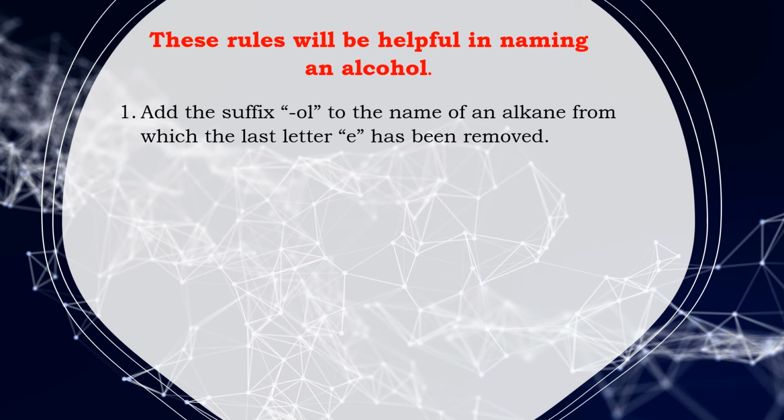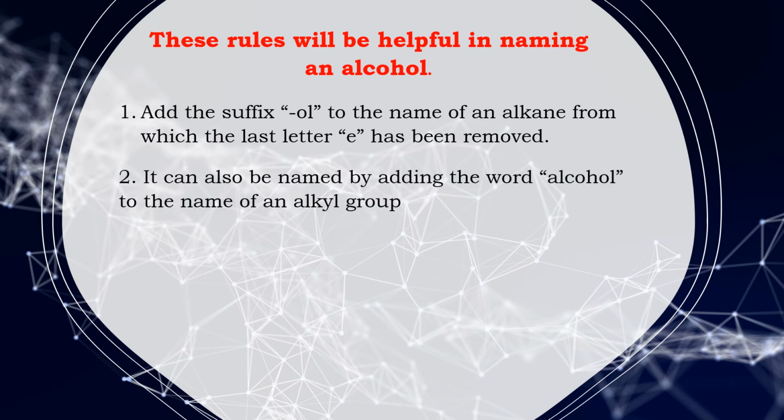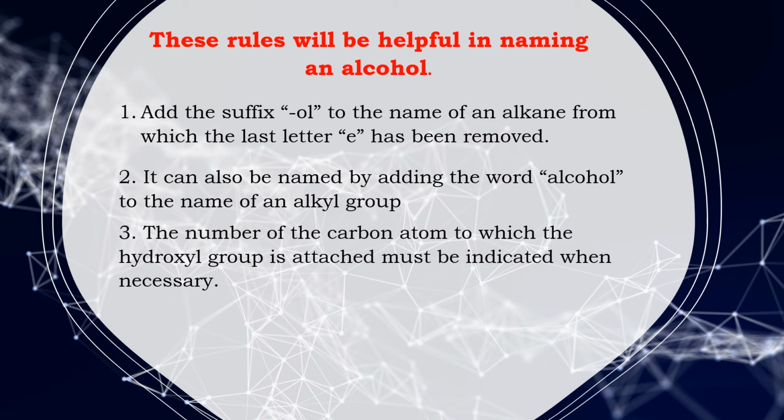So these rules will be helpful in naming an alcohol. The first one, add the suffix -ol to the name of an alkane from which the last letter e has been removed. The second one is, it can also be named by adding the word alcohol to the name of an alkyl group. And then the last one, the number of the carbon atom to which the hydroxyl group is attached must be indicated when necessary.